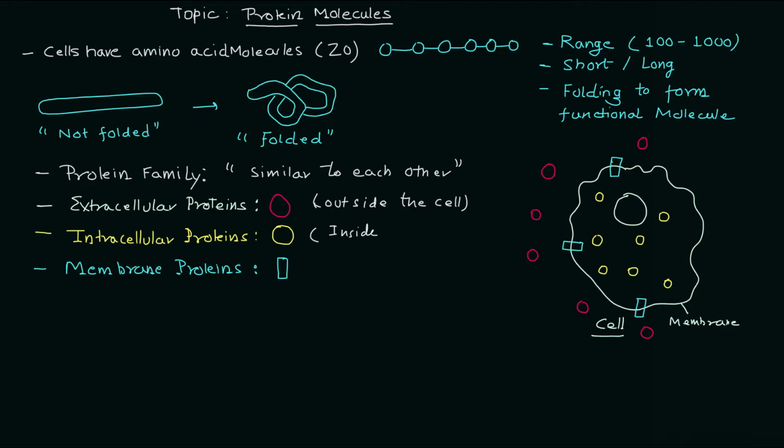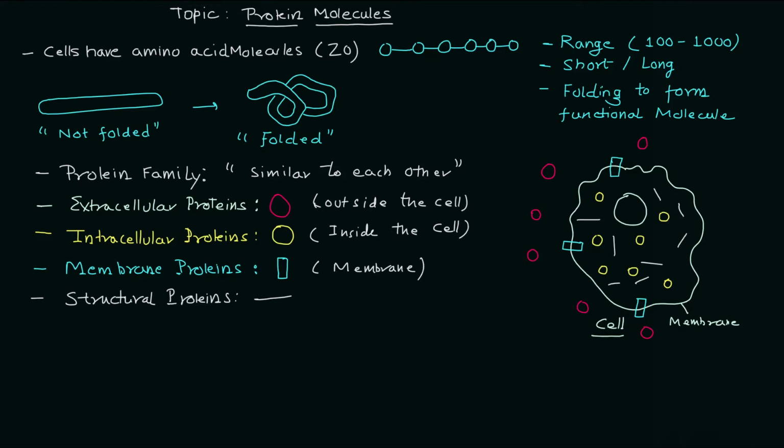Next, there are structural proteins that are present inside as well as outside of the cell. Let me show these structural proteins as a white line. So you can see I'm making these white lines outside as well as inside of the cell.